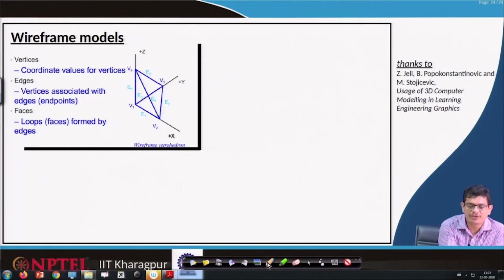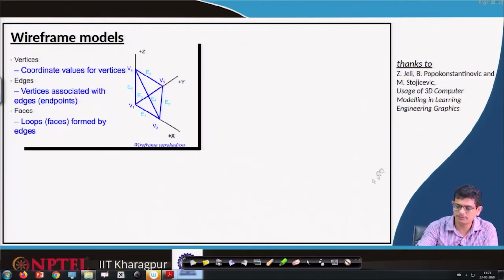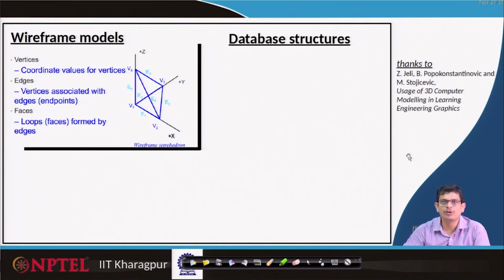On the whole, the wireframe model always consists of coordinate values of vertices, and which vertices are associated with particular edges, and whether there are any faces forming from these edges. These are the most important information. Now, when we are looking at these edges and vertices, one has to construct careful database structures.